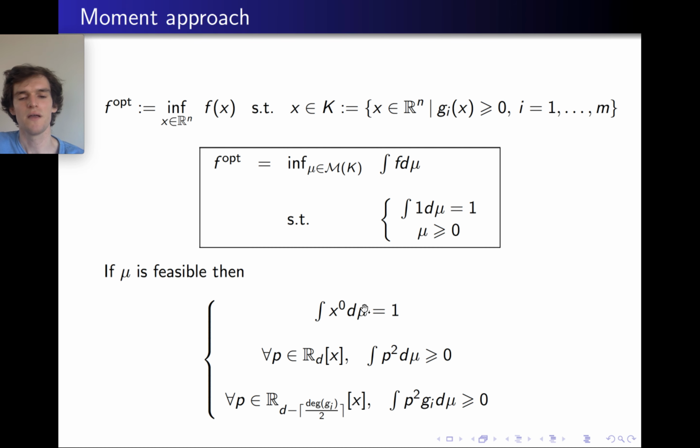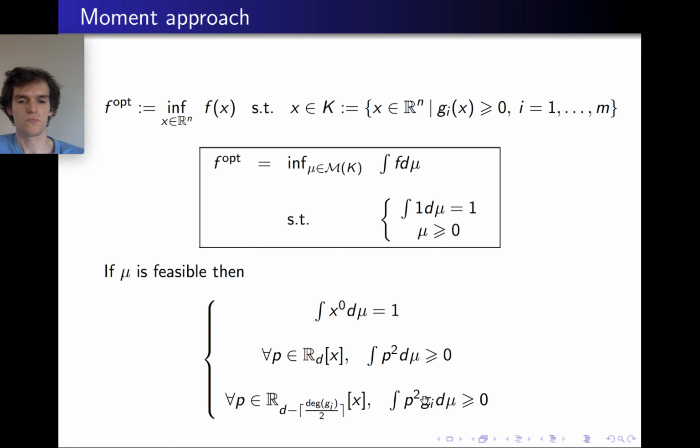1, it's non-negative, then we can write the following: mass 1, and if you take any polynomial and you put it to the power 2, that p squared is non-negative, so if you integrate with respect to mu, it should be non-negative. Mu is non-negative, that's this constraint. And also we can integrate p squared times g_i with respect to mu. Indeed, g_i is non-negative on the feasible set K.